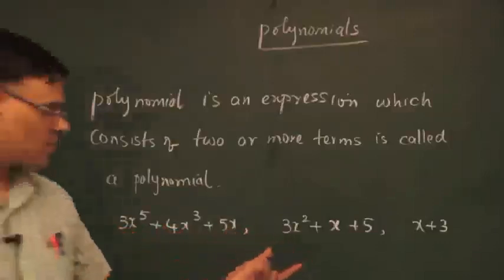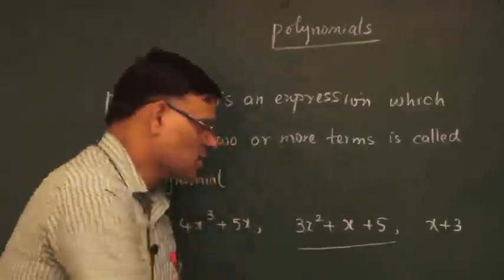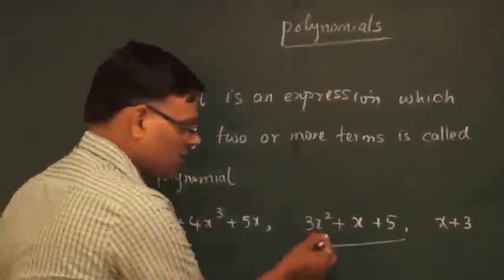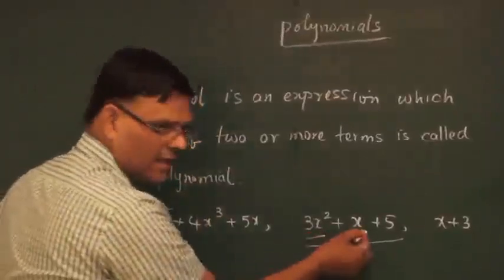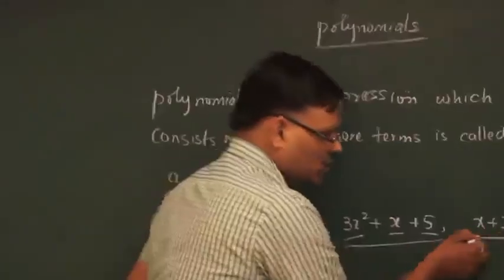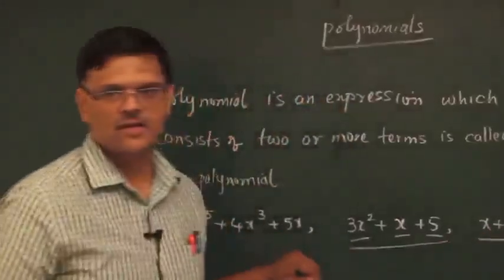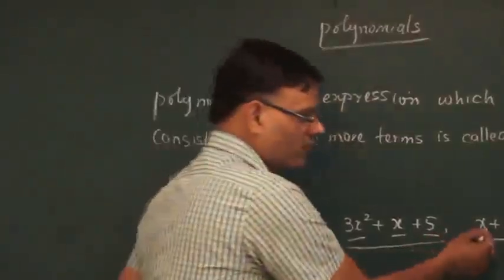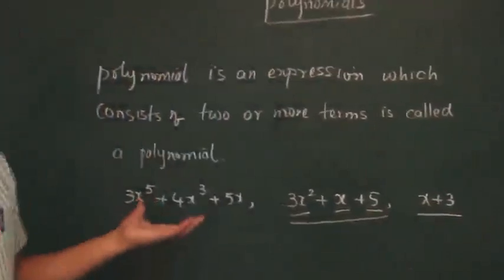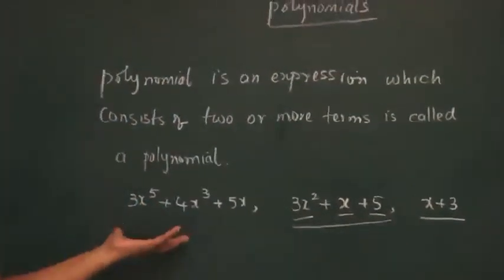Now the second expression. The second expression consists of three terms: 3x square, x and 5. And the third expression is x plus 3. It consists of x and 3. So these are the terms of the polynomials.